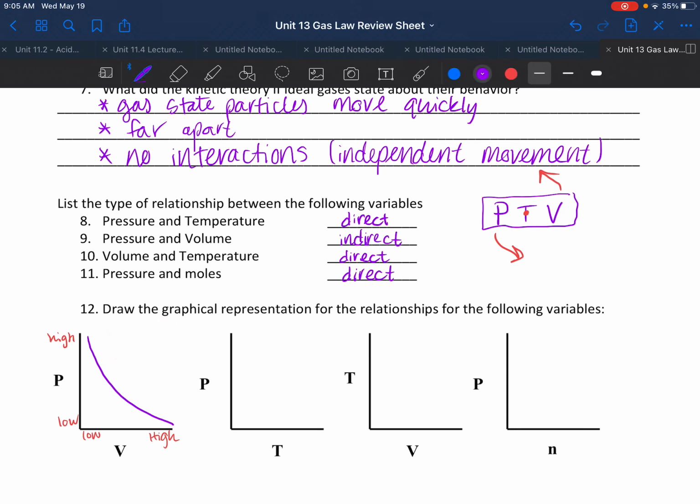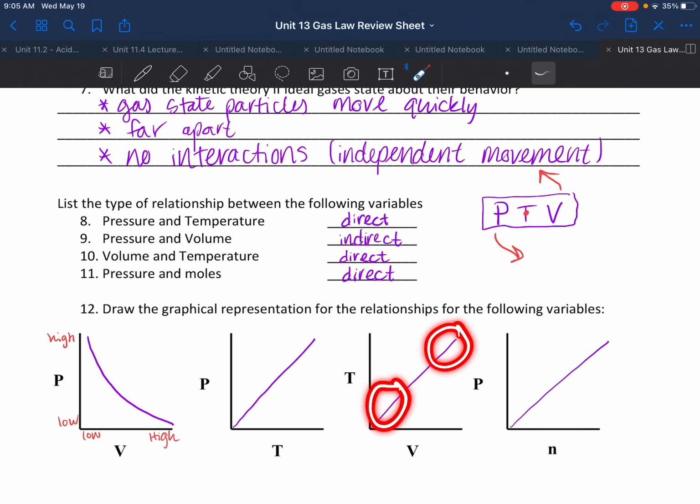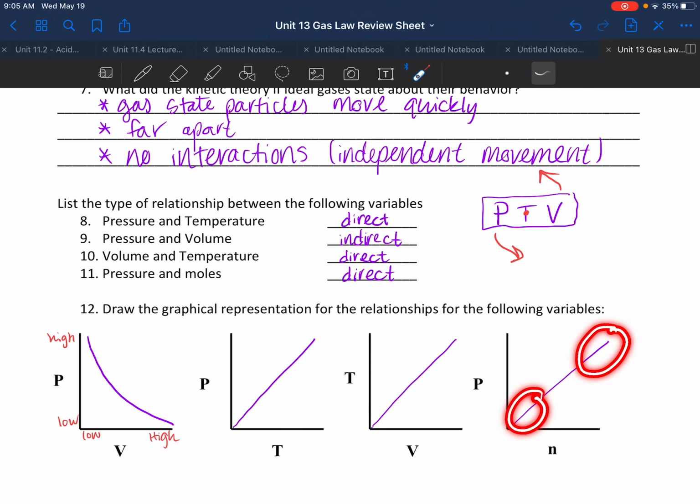Versus these other ones, these are all going to have the same type of graph. Where stuff towards the left side is going to be a low temp and a low pressure. But if you increase either, so does the other. So this is a high pressure, high temp. High temp, high volume, low temp, low volume. And then low number of moles, low pressure, high number of moles, high pressure.